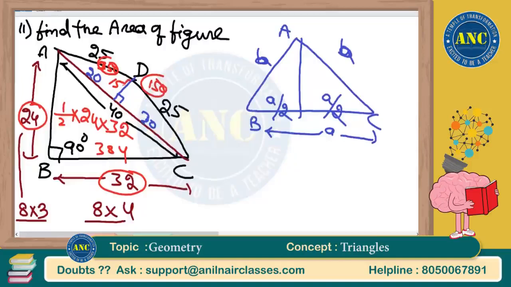From this, drop a perpendicular. If I drop a perpendicular, 40 will be divided into two equal parts, 20, 20. So this will be 5 5s are 25, 5 3s are 15, 5 4s are 20. Half into 15 into 20 is 150, 150, so 300. 300 plus 384. Answer is 684.